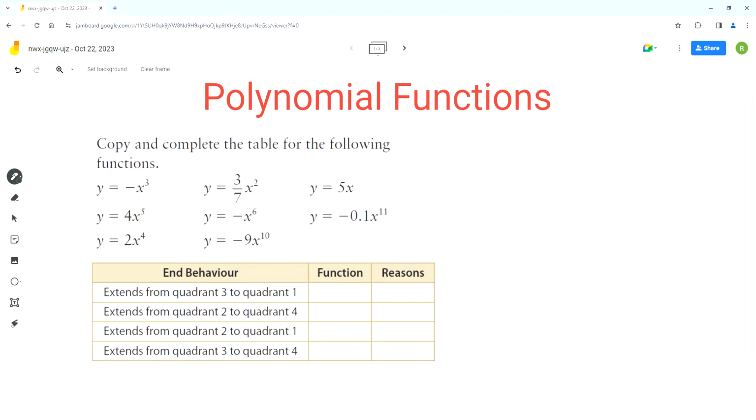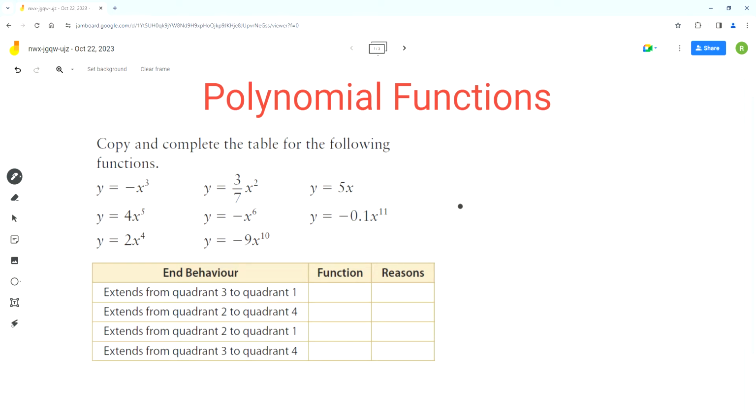So in this video, we'll solve this problem based on the concepts of polynomial functions. We have to complete the table for these given functions. In this table, we have to write out which of these functions have these behaviors and the reason. The first given end behavior is from quadrant 3 to quadrant 1.